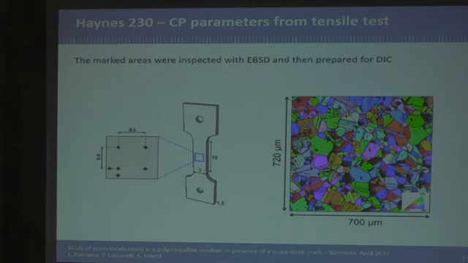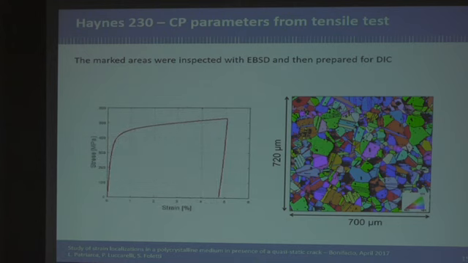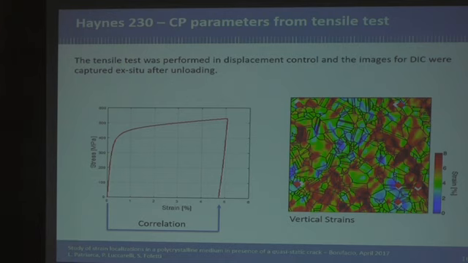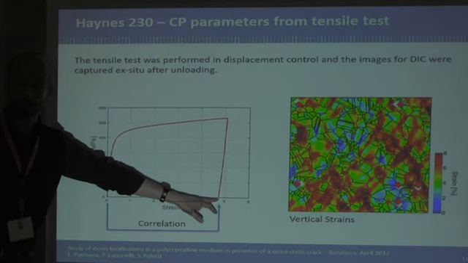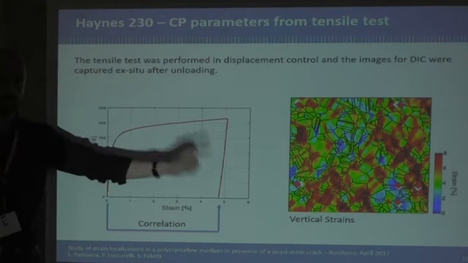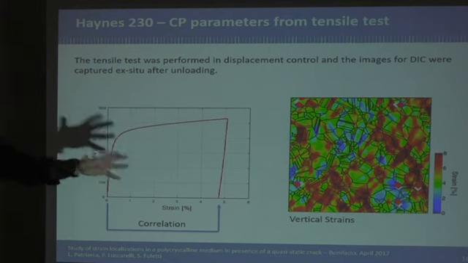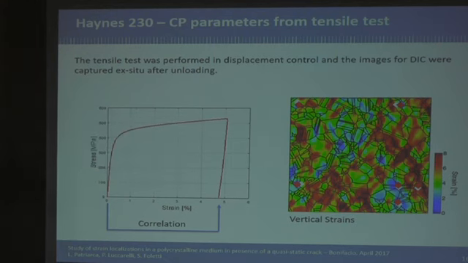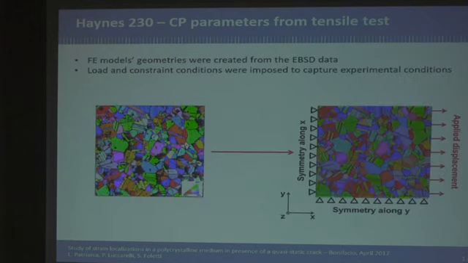I think we will talk a lot during this workshop about digital image correlation, so I skip the theoretical part. Again, we have this sample that we haven't yet tested. We perform a simple stress strain curve, and we can get the local strain field overlapped with the grain boundaries obtained by EBSD. The correlation is performed at the end of the experiment, so this strain field is the residual strain field. Basically, only plastic deformation is shown in this plot.